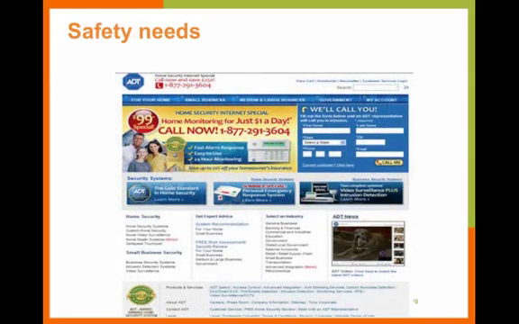As another example, safety needs. This is ADT, and they specialize in home security. If you are in that mindset that you want to buy a home security system, then finding out that it is the gold standard in home security, there is a personal emergency response system, there is video surveillance plus intrusion detection. These are all really important benefit statements because it helps that person feel safe. And it helps them feel like they're in the right place, they're working with a company that can help them and can understand their needs.